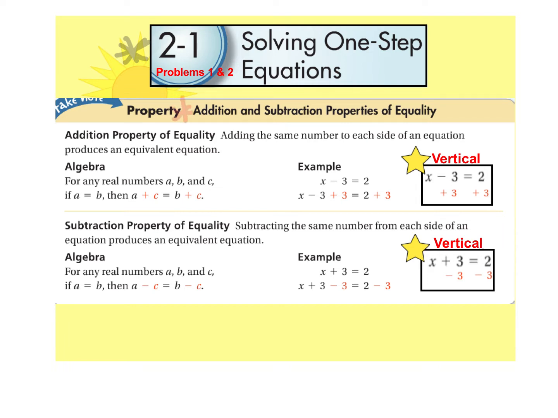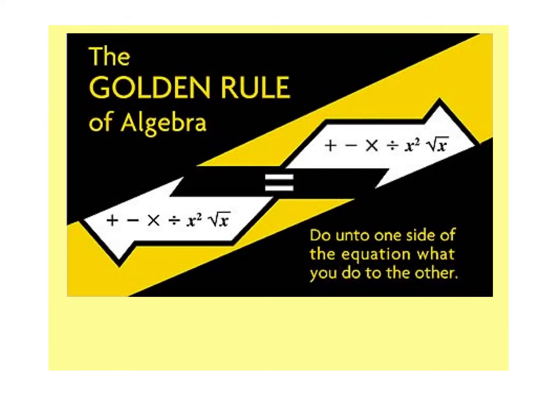subtraction properties of equality. And so basically that says that in an equation, if we add a number to one side of the equation, we have to add the number to the other side. Subtraction is just the opposite. If we subtract a number from one side, then we have to subtract it from the other side. Now again, to me, it always makes more sense when I actually do a problem, so let's try that.